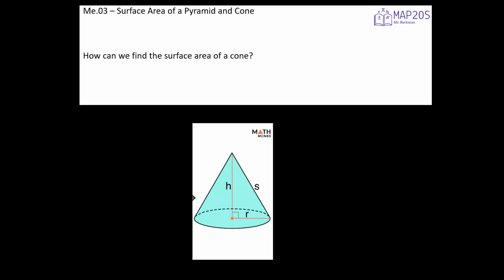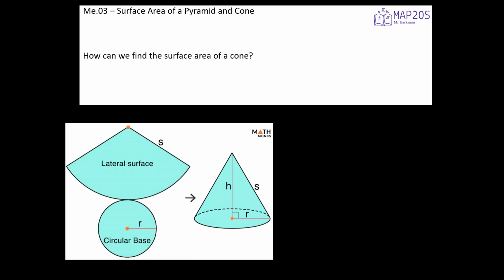Again, we're going to do base area plus lateral area as our formula. And this here is our net of a cone. So we can just take it, break it apart, and see what it looks like. We have a circular base. We have a lateral surface, which very much resembles a triangle, which will help us going forward. So to find surface area, base area plus lateral area. It's our general pyramid formula that we're going to use.